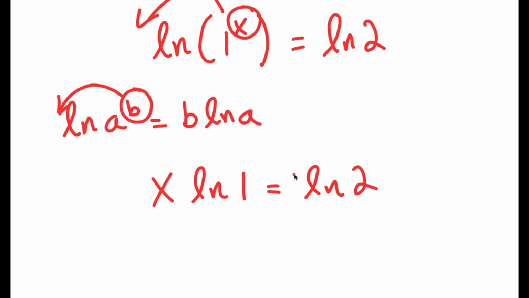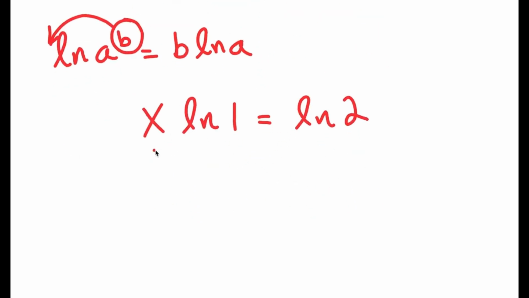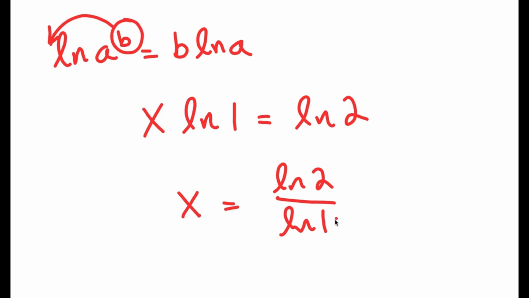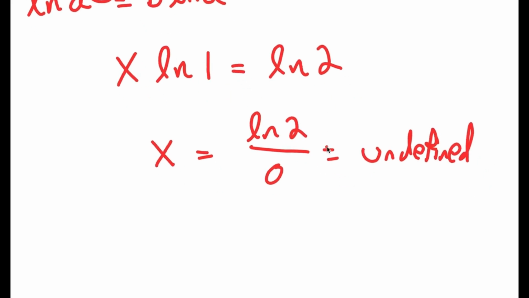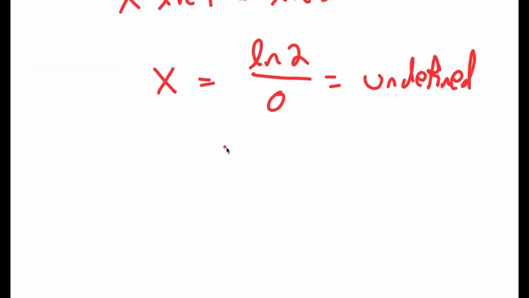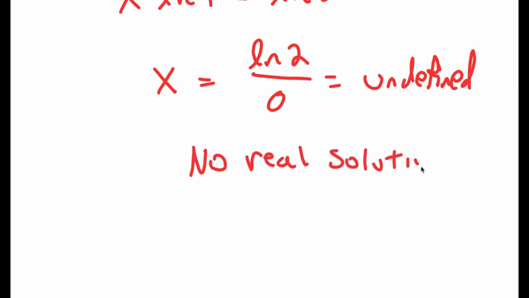And you may be thinking, we could just divide both sides by ln 1, and x would equal ln 2 over ln 1. However, the only problem with this is that ln 1 is equal to 0. And remember, anything divided by 0 is undefined, so this would be undefined. So we know that this equation has no real solution, but it could still have imaginary solutions.